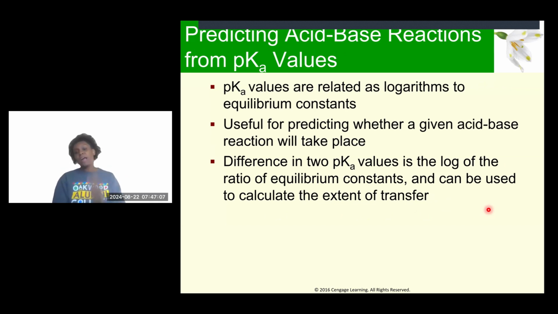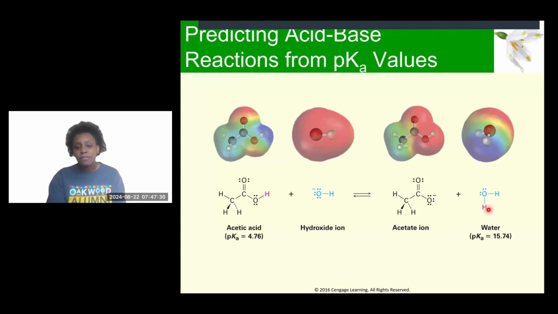When you're predicting whether an acid-base reaction is going to occur, you must remember that the pKa values are related as logarithms to the equilibrium constants. They are very useful in predicting whether a given acid or base reaction will take place. The difference in two pKa values is the log of the ratio of the equilibrium constants and can be used to calculate the extent of transfer. So let's look at this example here. We have acetic acid in the presence of hydroxide ion.